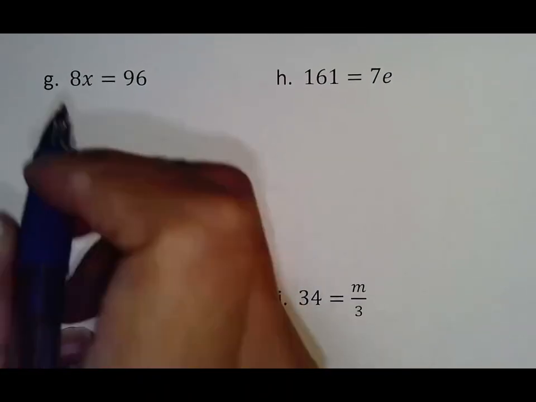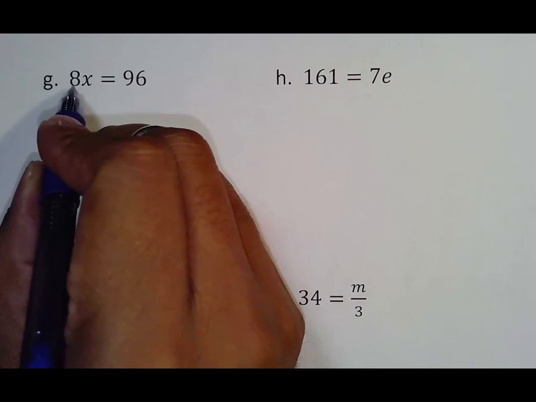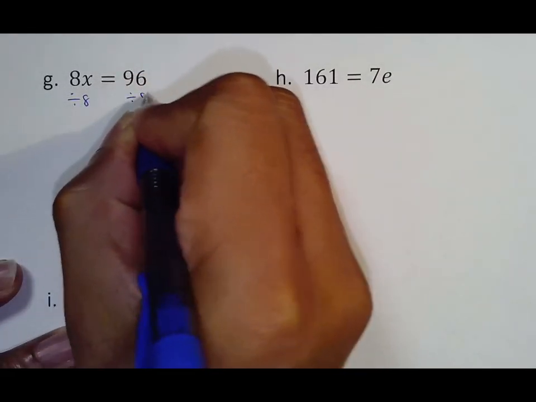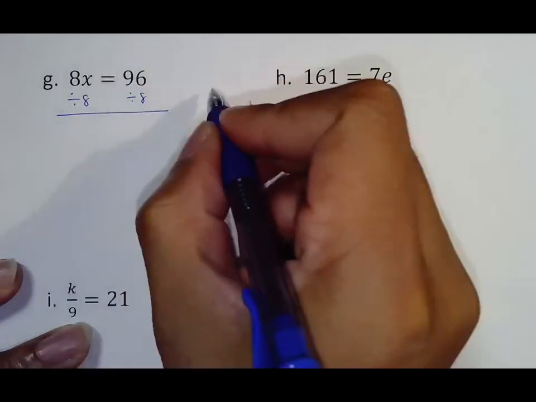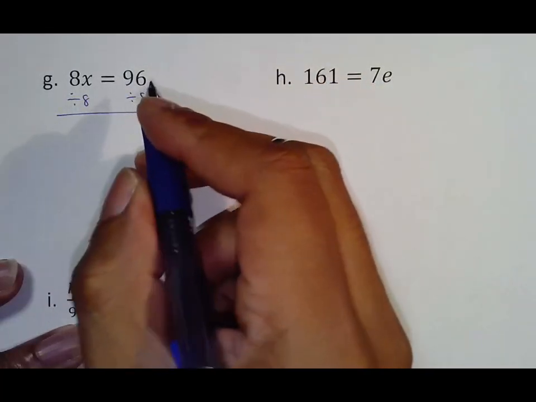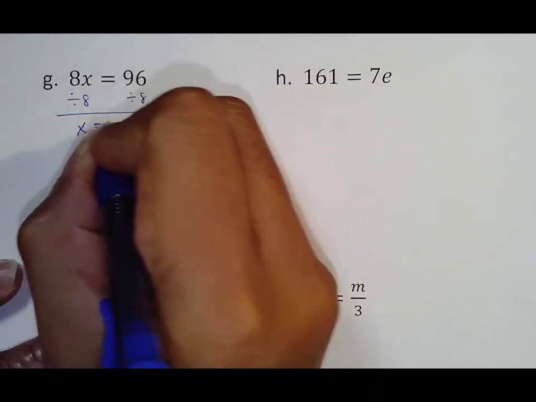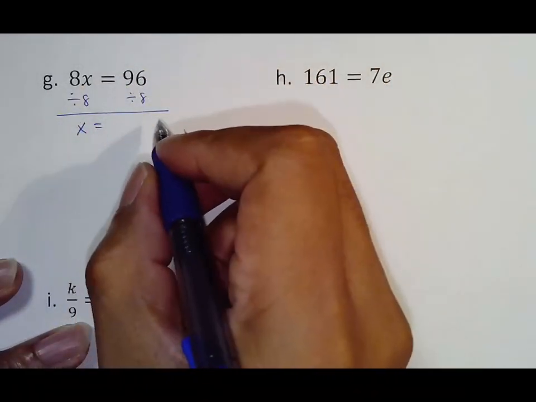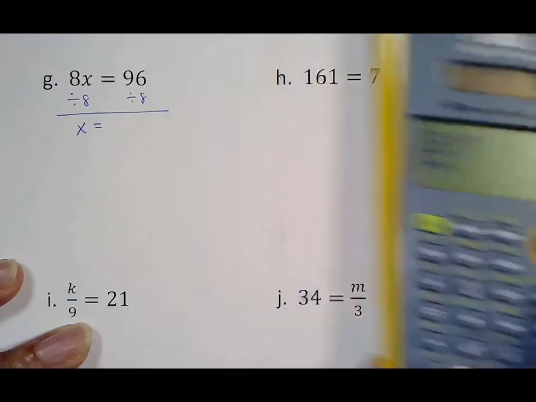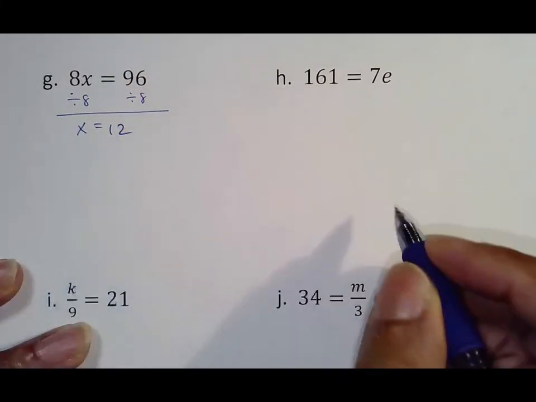8x equals 96. Again, the number we want to get rid of is 8. That is 8 times x. So what we're going to do is divide by 8. Again, yes, you can do it where you draw over 8, but on MathXL, make sure you use the division symbol. X comes down. 96 divided by 8 is 12. And so there we go.